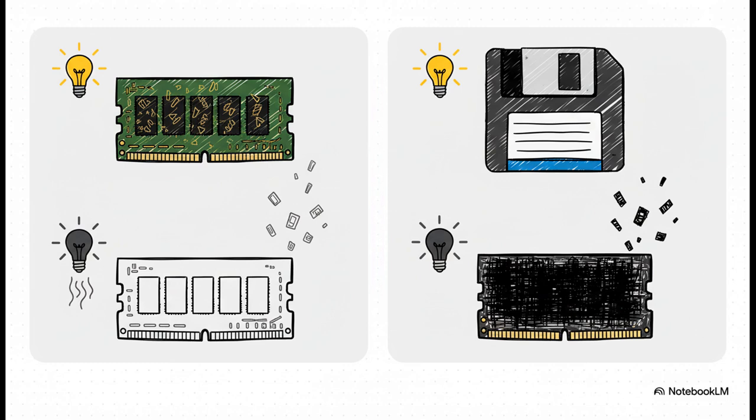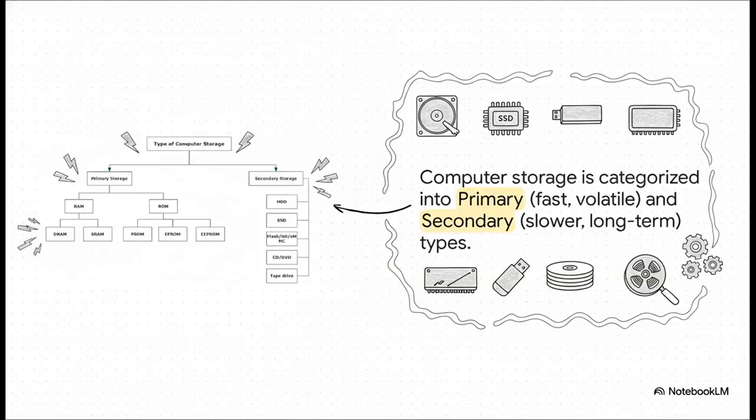On the other side, you have non-volatile memory, like your hard drive. It keeps its data even when the power is off. That's your long-term storage. This kind of gives us a map of the entire territory. An investigator has to know if they're dealing with primary storage, like that fast temporary RAM, or secondary storage, which is where all the long-term evidence is kept on things like hard drives and SSDs.